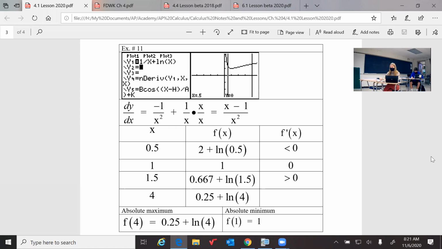Correct. Look at the domain restriction in the question. For problem 11, you have to pay attention to this or you're going to spin your wheels and do unnecessary work. It's from 1/2 to 4.